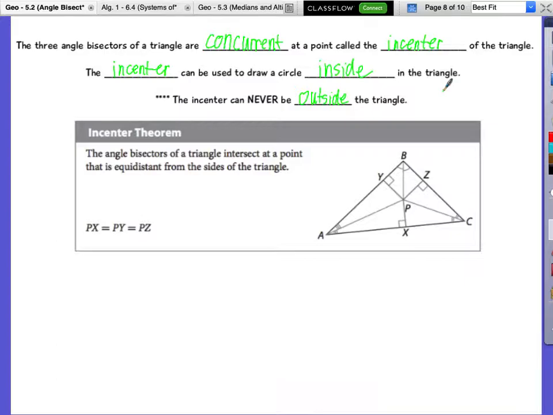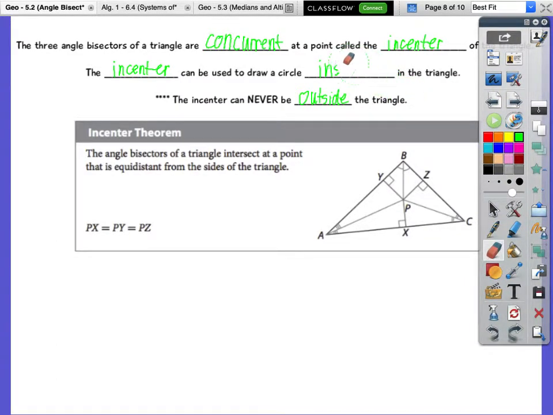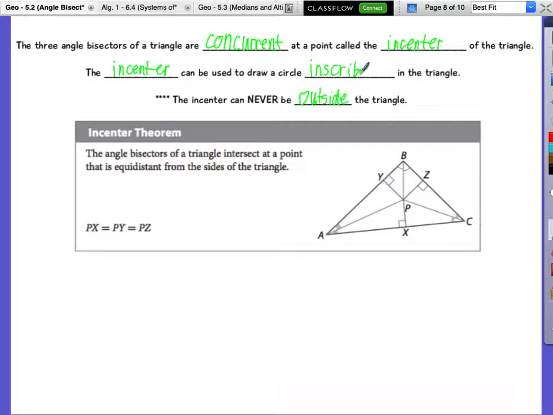Oh, excuse me. Sorry, RIP to those using pen. The word I was looking for was inscribed. I miswrote it. It's called inscribed. Inscribed is when it's inside the triangle. So circumscribed was outside the triangle. Inscribed is inside the triangle.